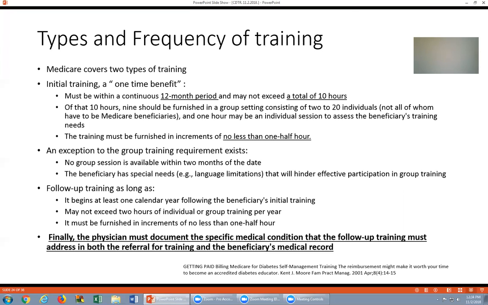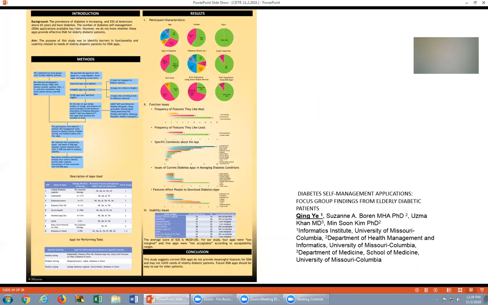Finally, the physician must document the specific medical condition that the follow-up training must address in both the referral for training and the beneficiary's medical record. Here's the thing. We physicians are already documenting too many things. And this is probably going to be the last thing we're going to even remember to document. So there must be a better way to do this. And that's where we come to the next part.